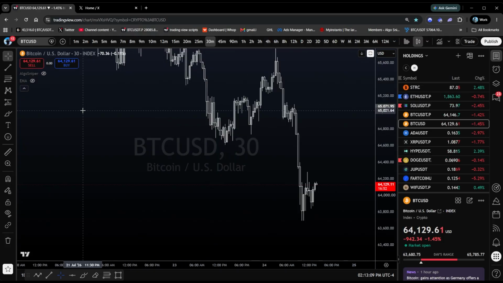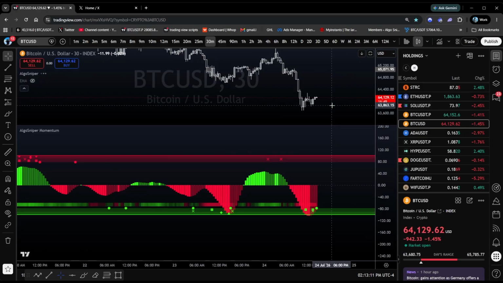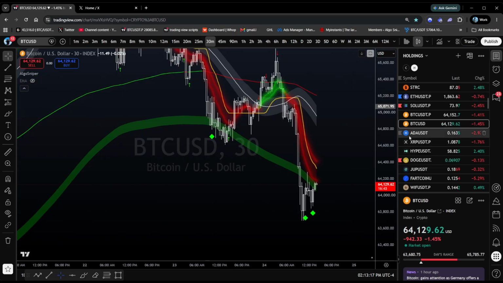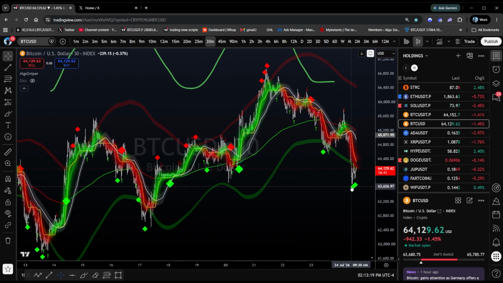So use this in confluence with AlgoSniper to help you have a really good idea of when you should be longing and shorting. And if you don't trade against the indicator, this will reduce a lot of your losses. It'll prevent revenge trading, and you'll probably win a lot more trades than you lose.